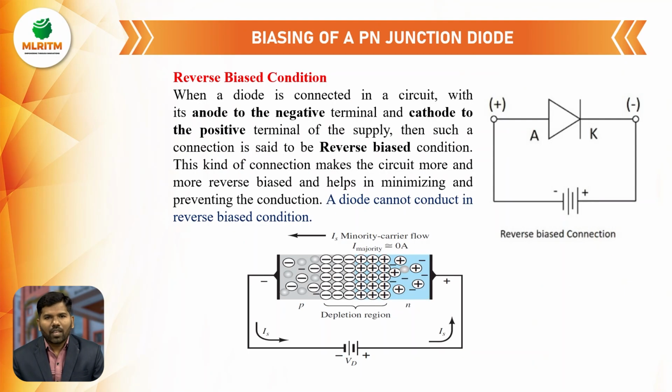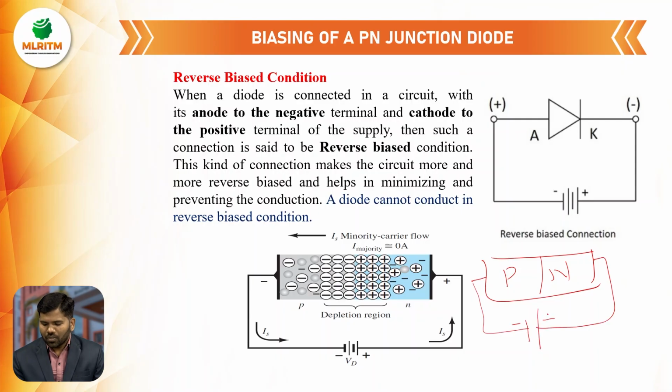Next, the reverse bias condition. This is opposite to the forward bias condition. When we connect the p-type material to the battery negative terminal and the n-type material to the battery positive terminal, it is called the reverse bias condition of a p-n junction diode.